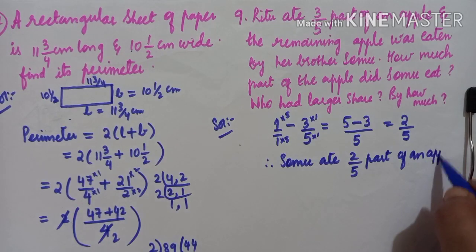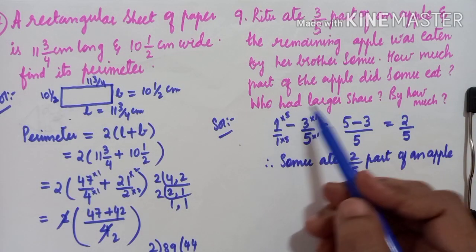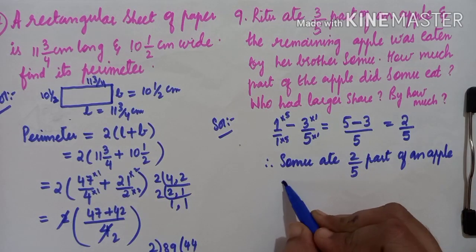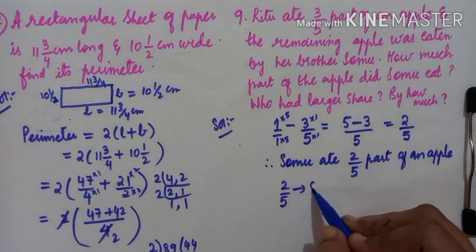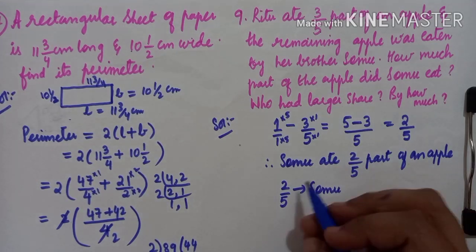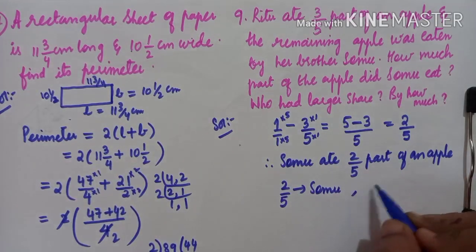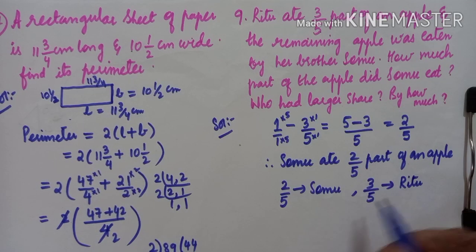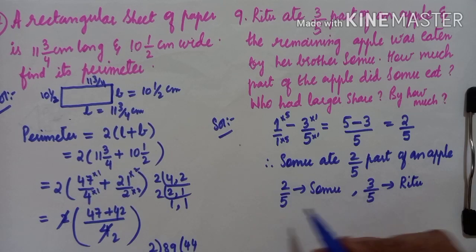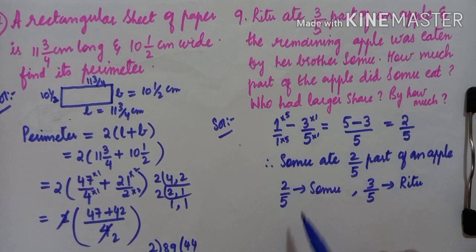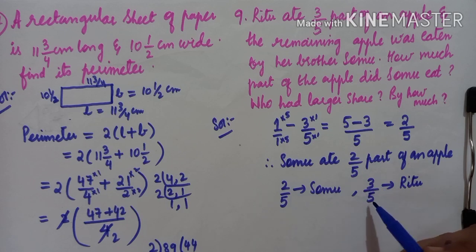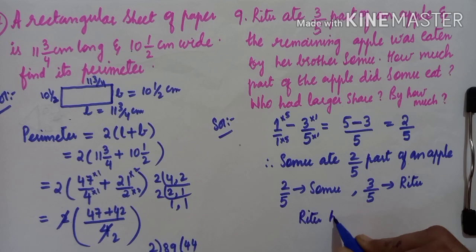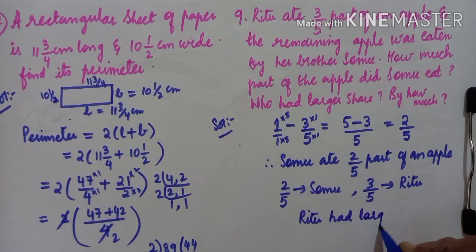Okay. Now after that, who had the larger share, by how much? So now you can see here Somu ate 2 by 5th part. This is the part eaten by Somu, and 3 by 5th part was eaten by Ritu. Now both the denominators are the same. Easily you can say which one had the larger share. 2 by 5 is greater or 3 by 5 is greater? Obviously 3 by 5 is greater. That means Ritu had the larger share.